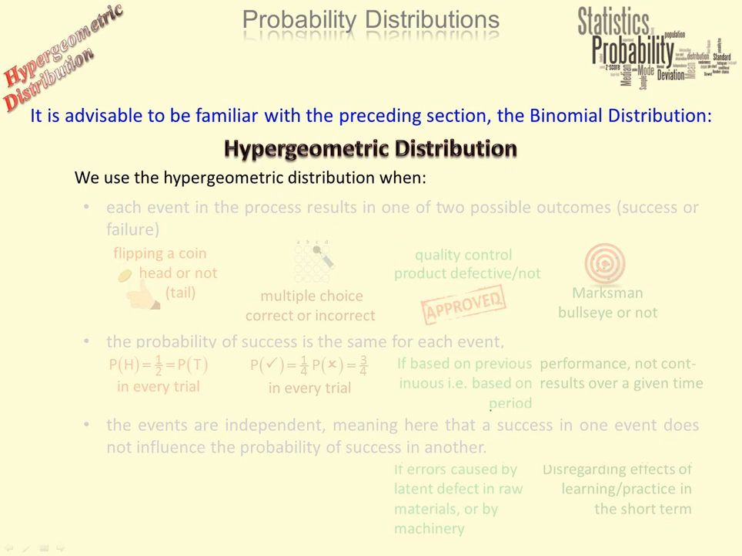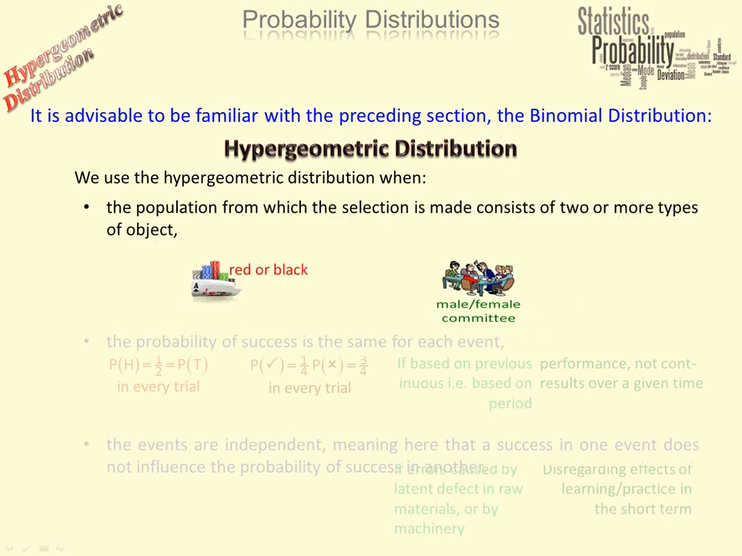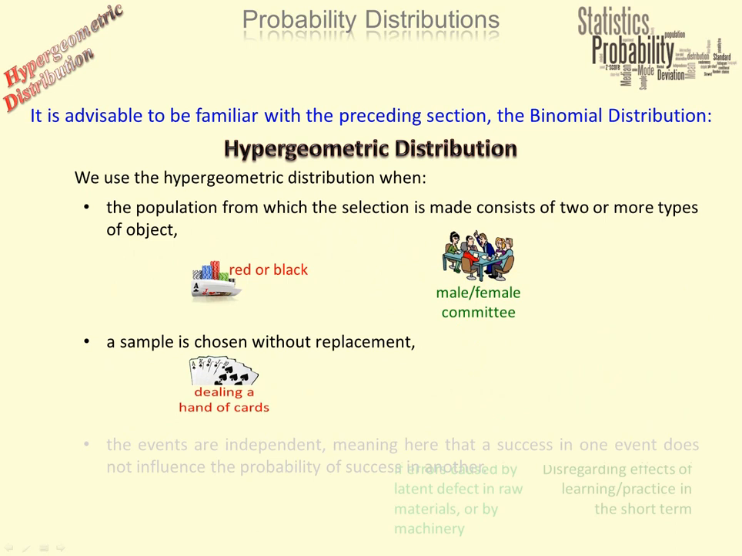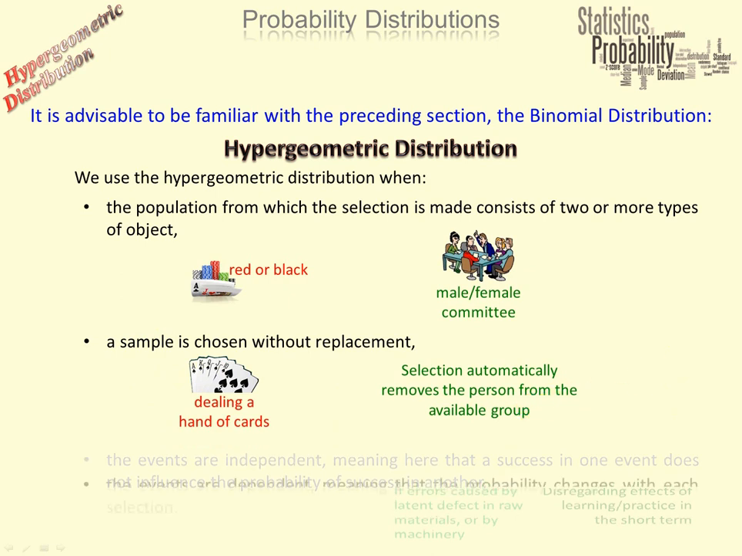Let's have a look at the hypergeometric distribution. We use it when the population from which the selection is made consists of two or more types of object, red cards or black cards, males or females in a committee. The sample is chosen without replacement, so when you deal out cards to somebody, then you don't replace the card, so the probabilities change. Selection automatically removes the person from the group, so probabilities change.